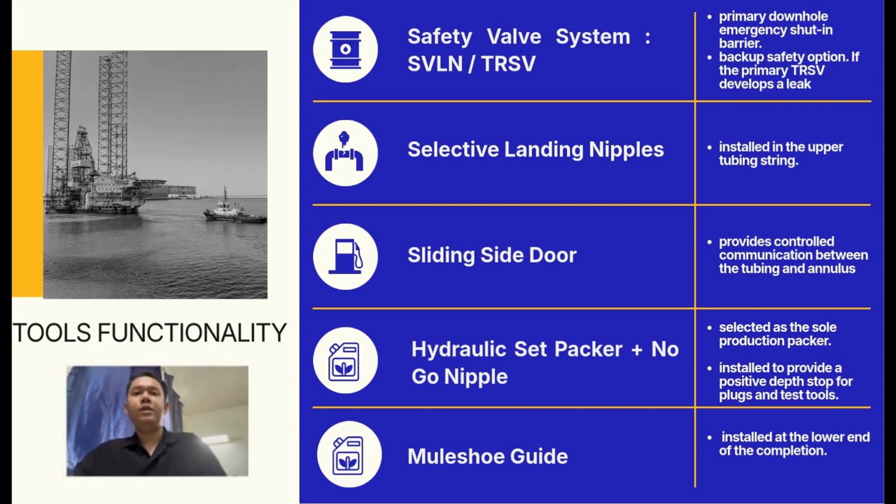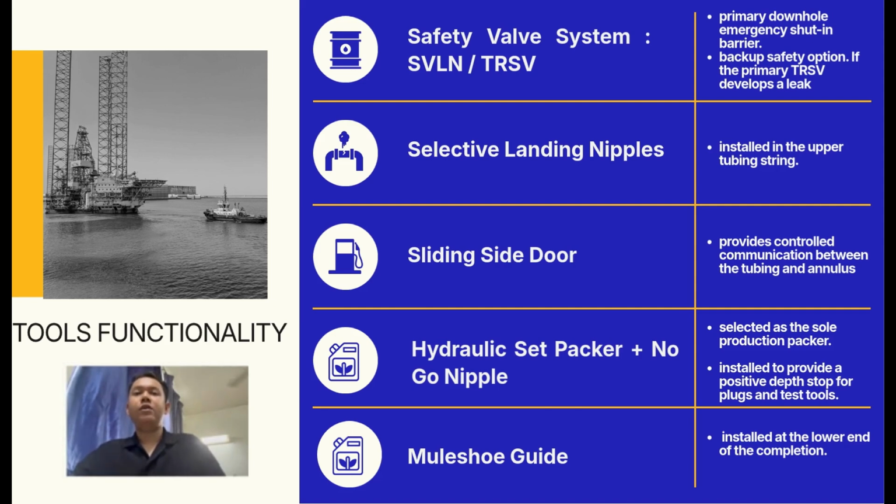A selective landing nipple is installed in the upper tubing string. It allows a wireline plug or other flow control device to be set inside the tubing. This is useful for pressure testing, temporary isolation and minor work on the wellhead or Christmas tree.